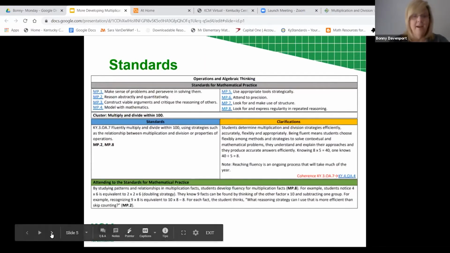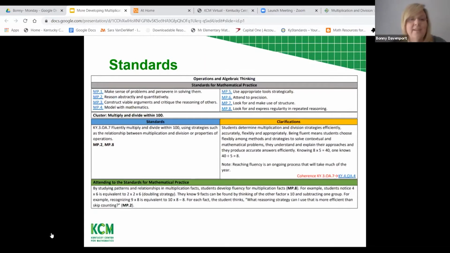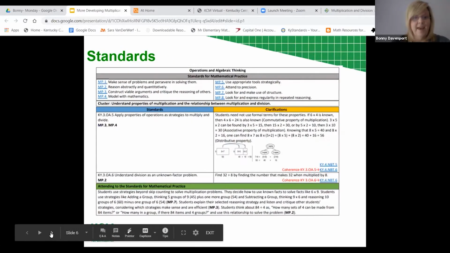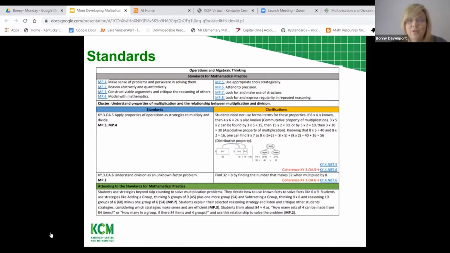Okay, we'll go play. All right, so standards. We're going to talk about fluently multiplying and dividing within 100 and using strategies such as the relationship between multiplication and division, because math and multiplication is all about those relationships. And we're going to be applying the properties of operations as strategies to multiply and divide. So we're really going to be focusing in on some strategies.